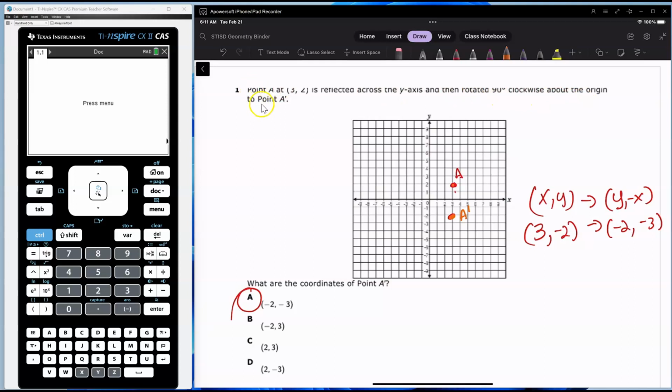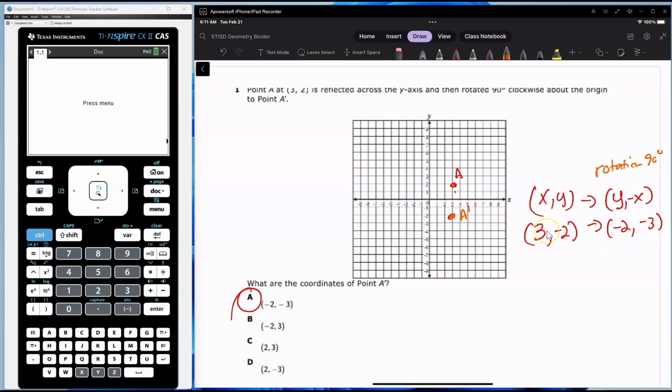Point A is 3, 2, reflected across the y-axis, and then rotated 90 degrees clockwise about the origin to point A prime. So here's A, and here's the reflection. It's 3, negative 2. That's a reflection. And then for us to do the rotation of 90 degrees, we have to change the variables x and y, and then we make the y value opposite in value. So it starts with negative 2, and then we have 3, and then it's going to be negative 3.